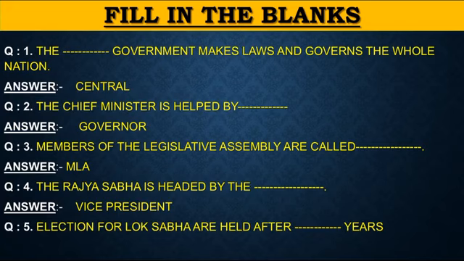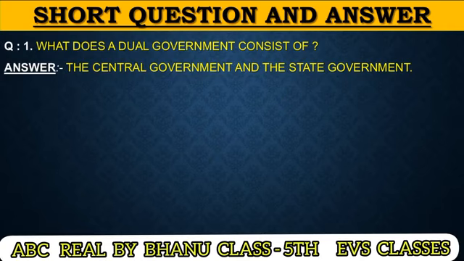Let us move on to question and answer. Short question answer. What does a 12th government consist of? Answer of this question is the central government and the state government. A government consists of the state government and the central government.